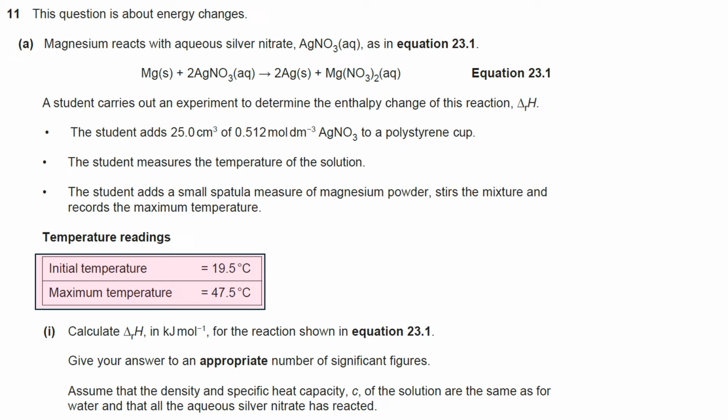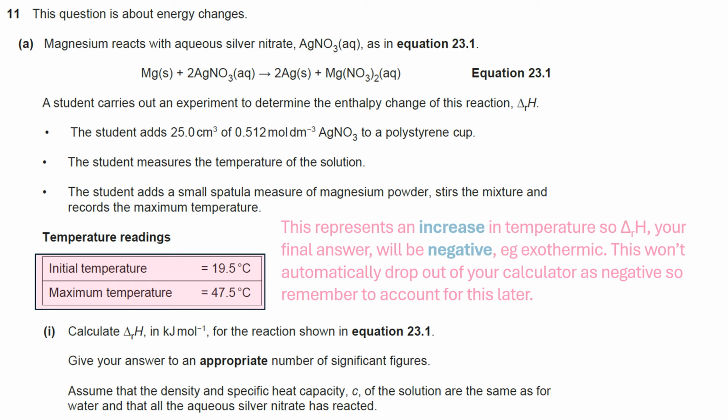So the temperature readings, there are 2 readings, and they together make the measurement for temperature, or the delta T part of Q equals MC delta T. As you can see, the maximum temperature is higher than the initial temperature. This represents an increase, obviously. So your final answer, delta RH, will be negative. That will reflect the fact that it's an exothermic change. Now this negative number won't come out of your calculator as negative, so remember to account for this a bit later on.